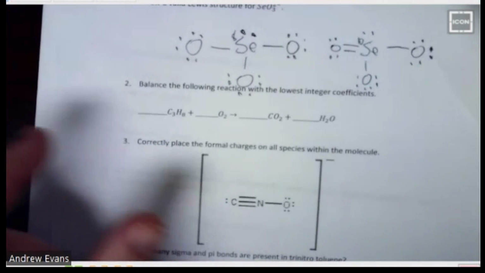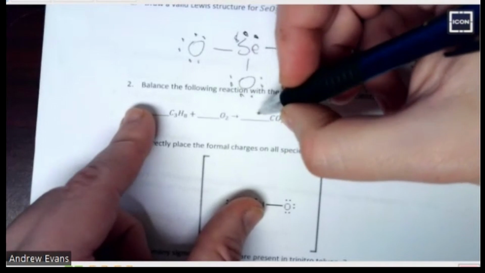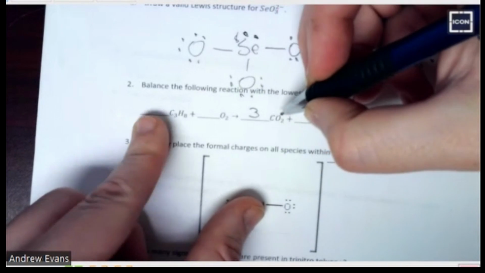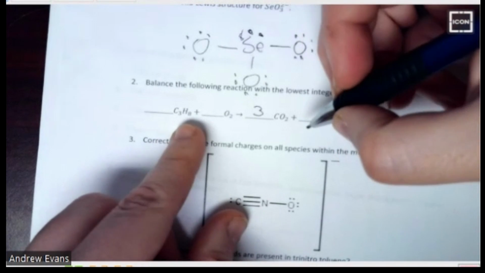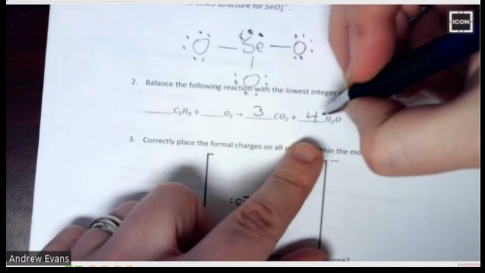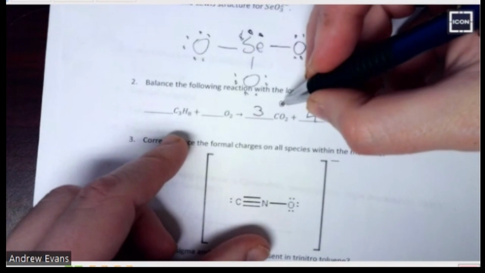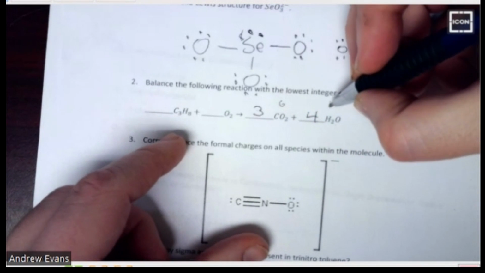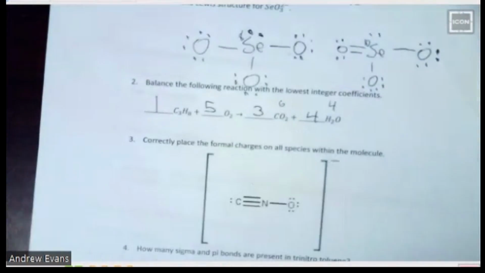Balancing this equation. So I would start with, if that's 1, that is 3 carbons, 3 carbons. That's 8, so I need that to be 4. 4 times 2 is 8. So we have 3 times 2 is 6 oxygens, plus 4, that's 10 oxygens, so that needs to be 5. Balanced equation is that.